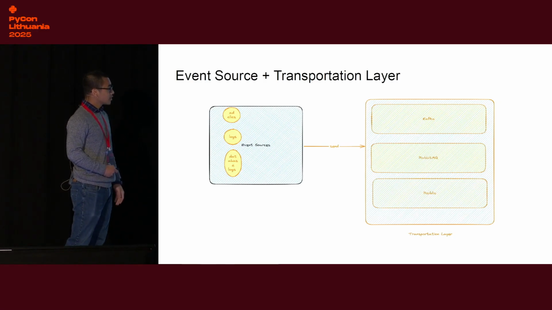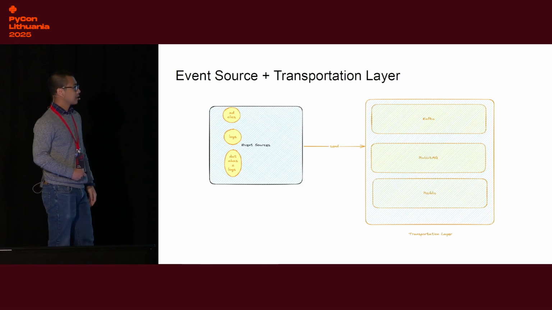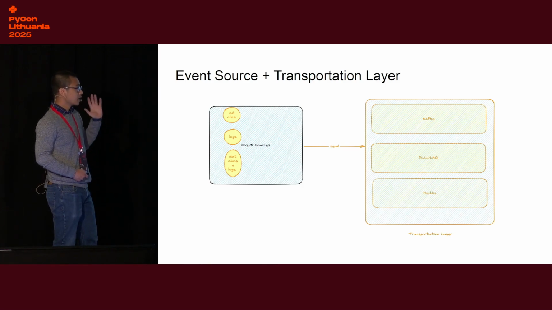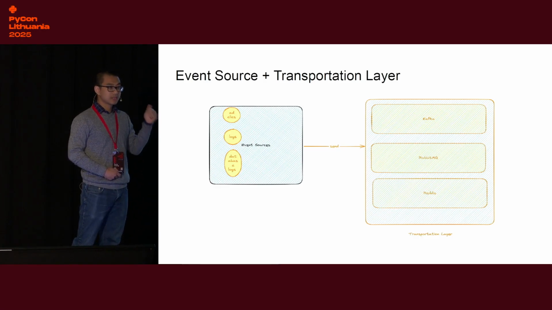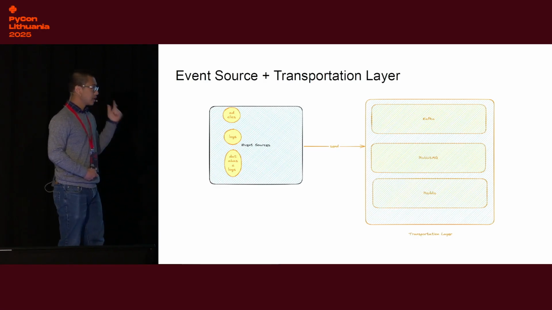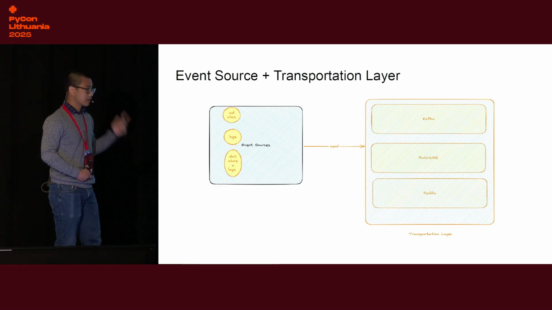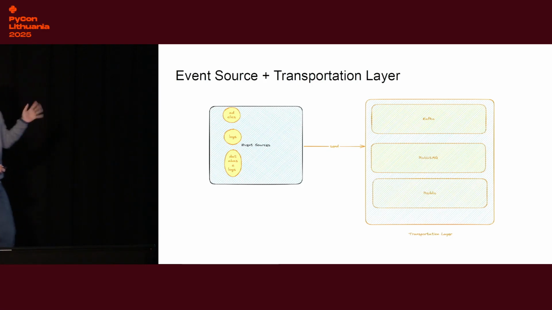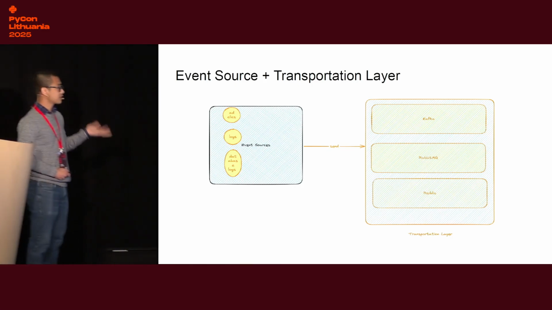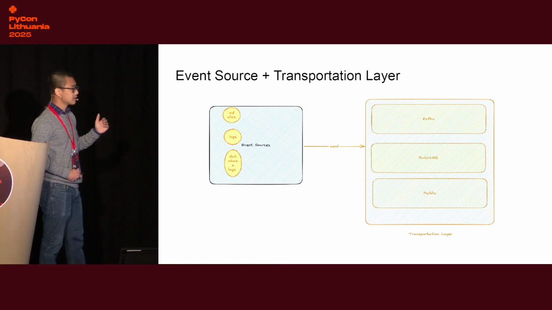Then we have the transportation layer, as I explained a little bit earlier. A few characteristics of the transportation layer are, first of all, that it needs to handle data at scale. It needs to be fault tolerant. It needs to be able to sustain disaster. It needs to be able to recover by itself in case of disaster.